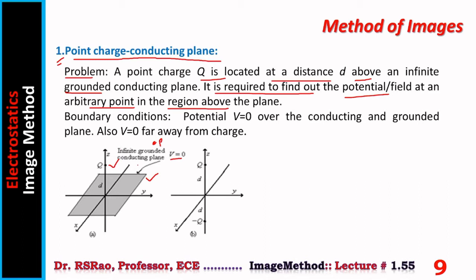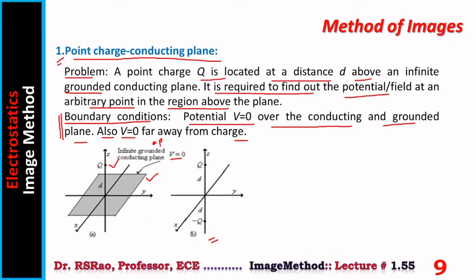Our interest is above. Now the boundary conditions. Potential V is 0 over the conducting grounded plane. Also V is 0 far away from the charge. These are the boundary conditions. Now, the solution process involves imagining another configuration whose boundary conditions are the same as these. That is, potential V is 0 over the conducting plane and V is also 0 far away from the charge. That second, equivalent configuration is shown here in B.